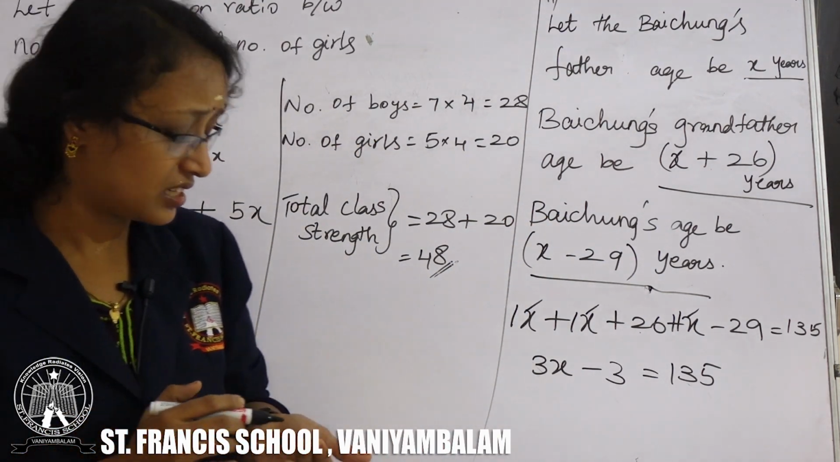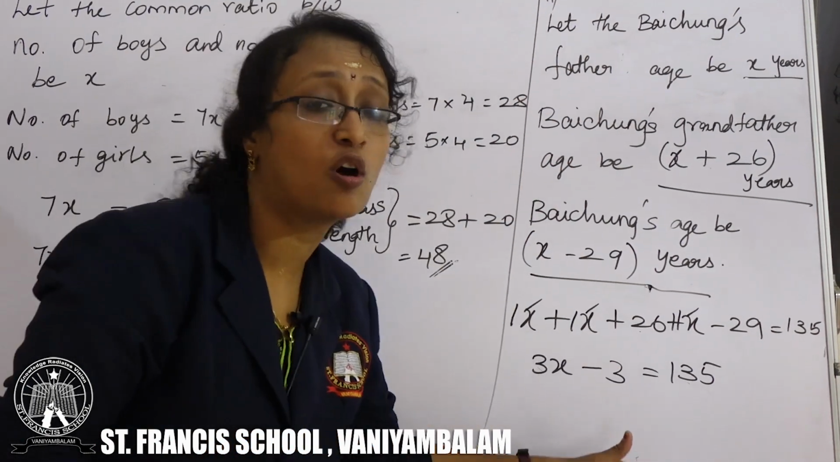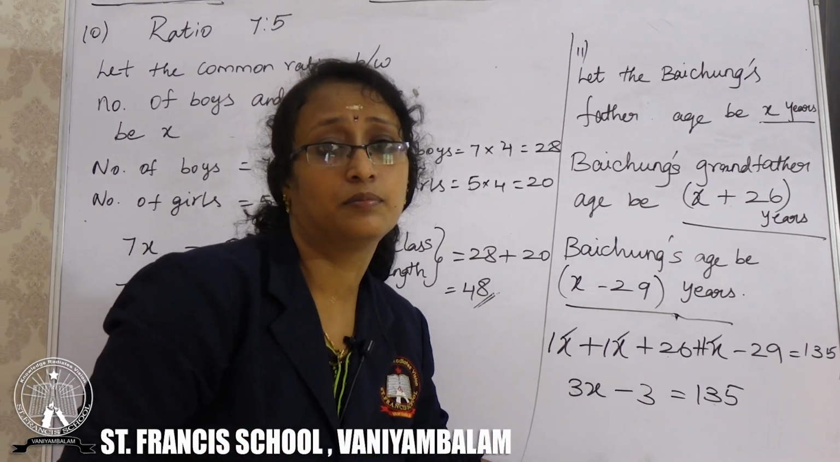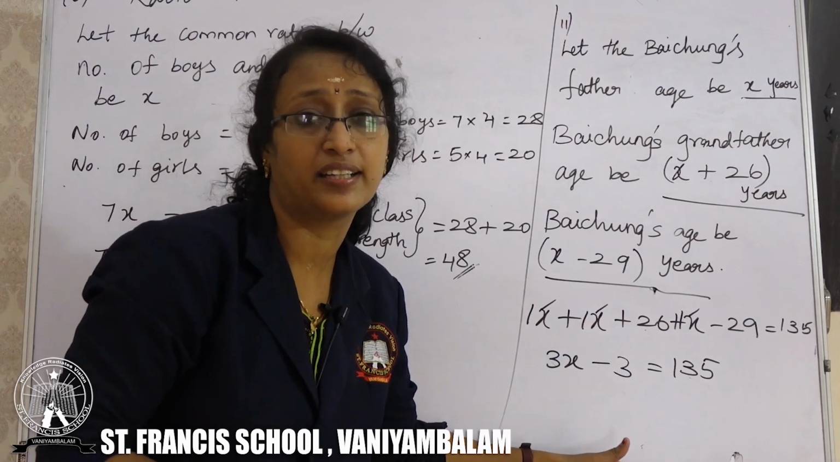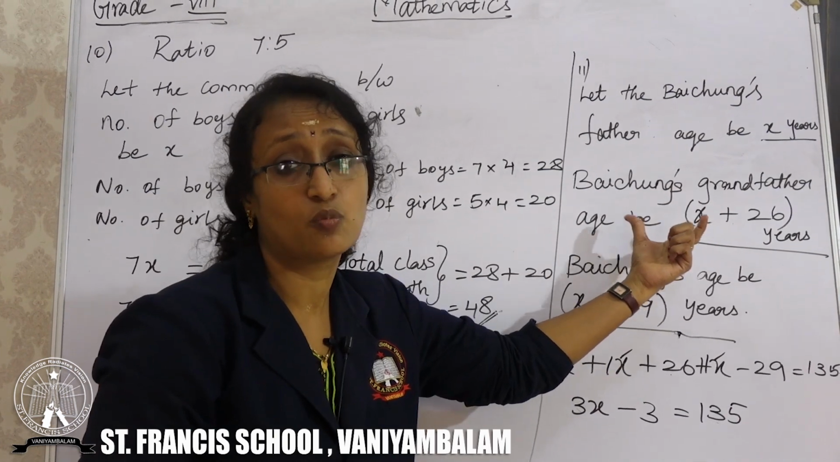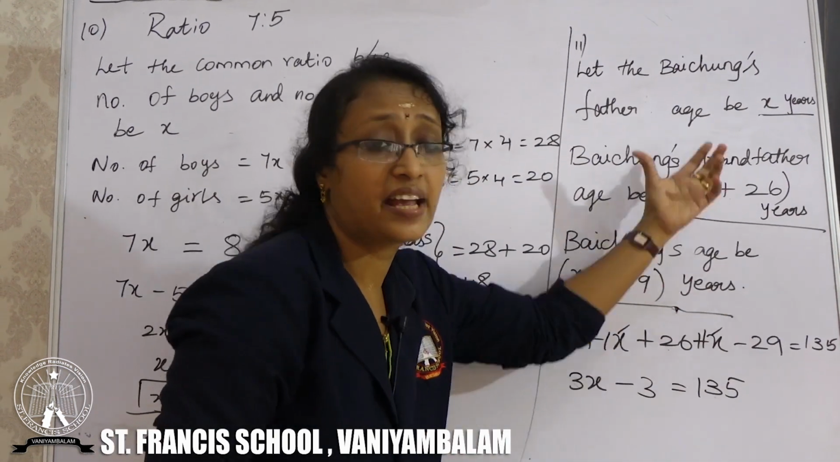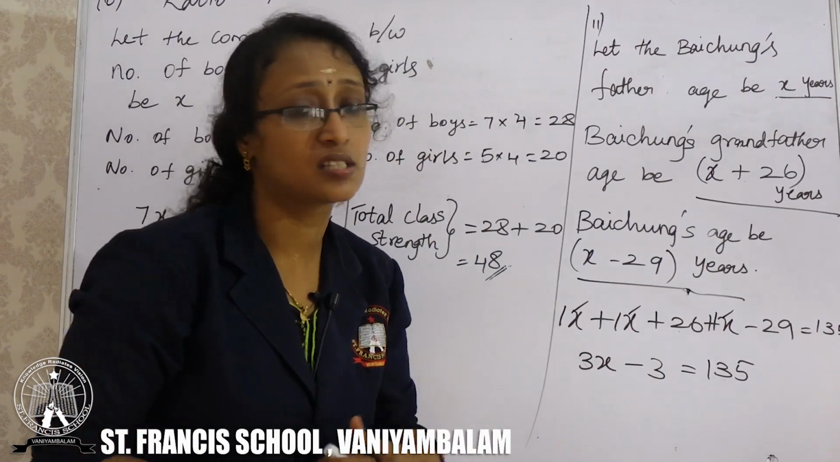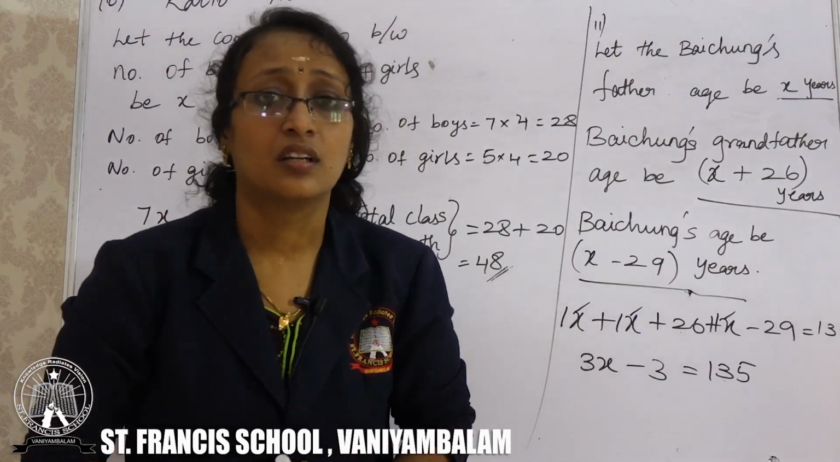So next, see the next problem. Children, you have to solve the remaining solution. You have to find the x value and what is given in the question. What we have to find is x plus 26 and x minus 29, all the three ages. Got it?